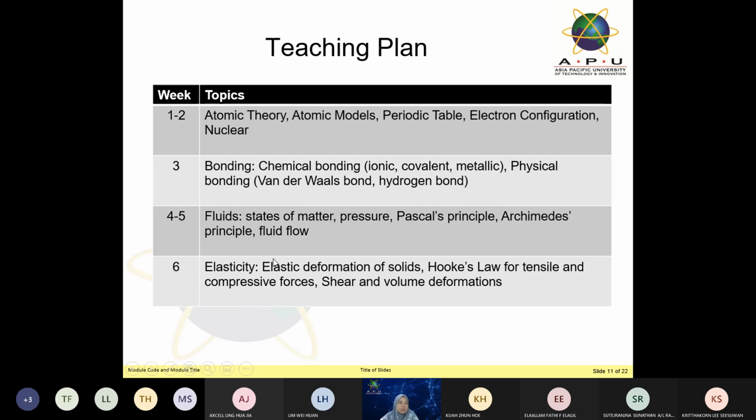Week 6, elasticity. Elastic deformation of solid, and then shear deformation, volume deformation. So volume deformation depends on the size given in the picture or given in the statement. Then you need to, for example, find the volume of a rectangular shape, right? Rectangular.